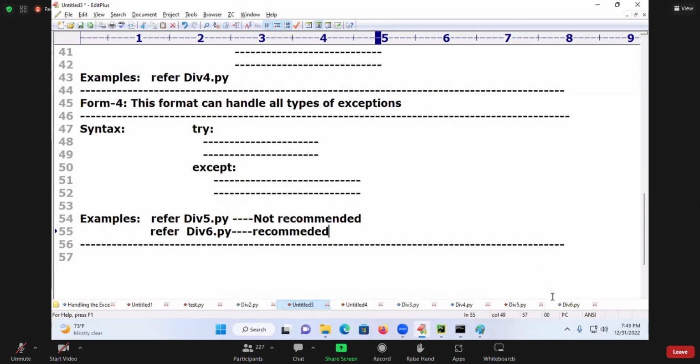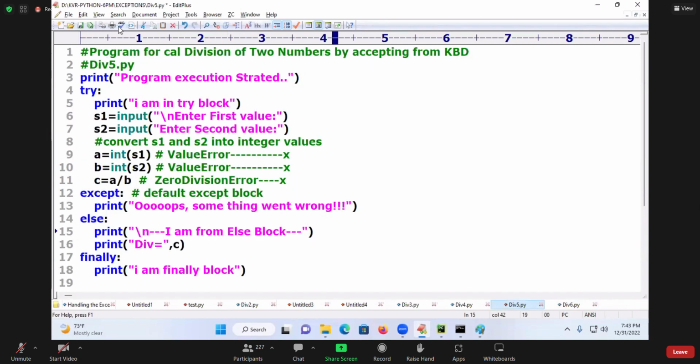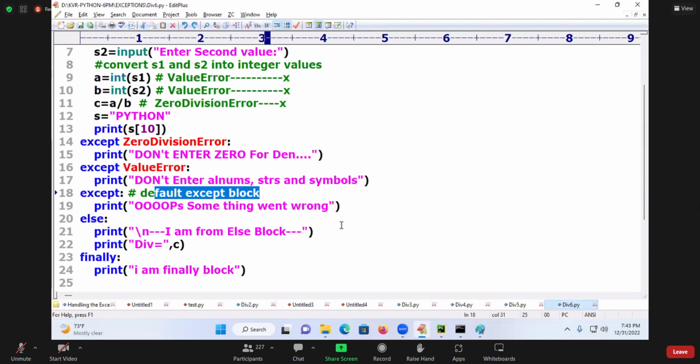This is called what? Another format. This is called another format. I hope this is called form number 4. Except block. This is form 5. Refer to div6.py. What is this? Recommended. Form 6 is recommended: my own exceptions plus default except block. Form 5 is not recommended. Why? Only except block. For everything, oops only. Is it recommended? No. So, I hope you are understanding the interest of that concept.